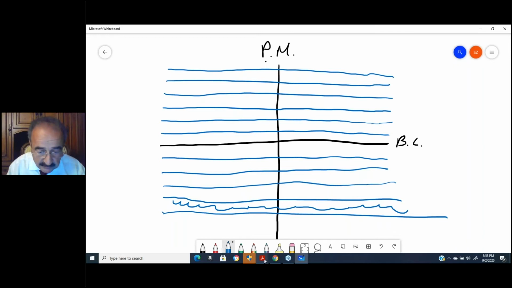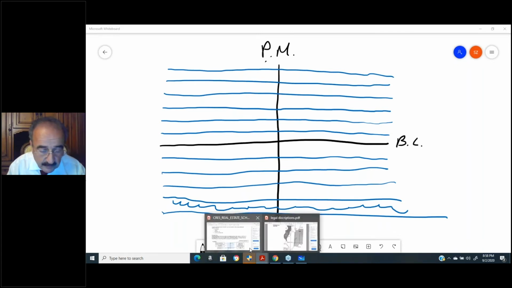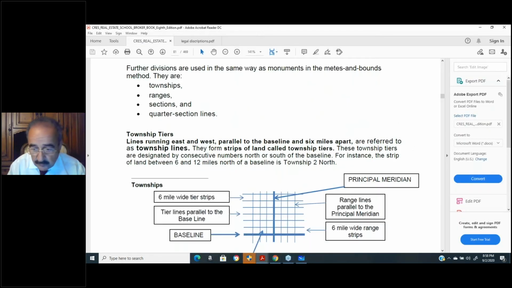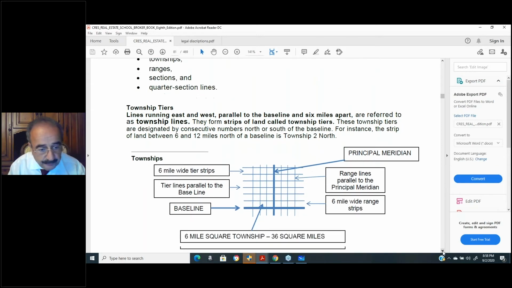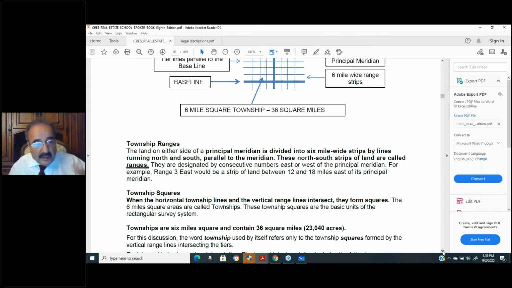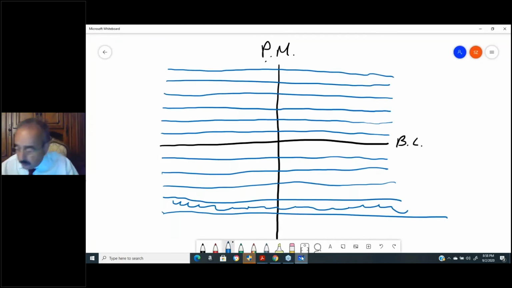Now let's go back to our textbook. Scroll down a little bit. Township ranges. Parallel to the principal meridian, every 6 miles, there's a strip of land called a range. Let me show you that one. Your primary lines are your principal meridians and your baseline.